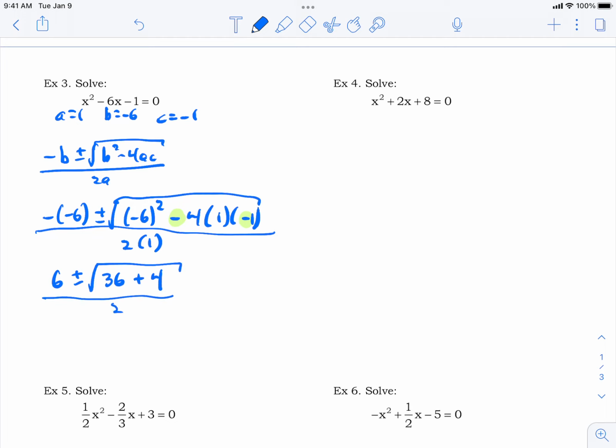All over 2. So what's this? 6 plus or minus 36 plus 4 is 40. All over 2.